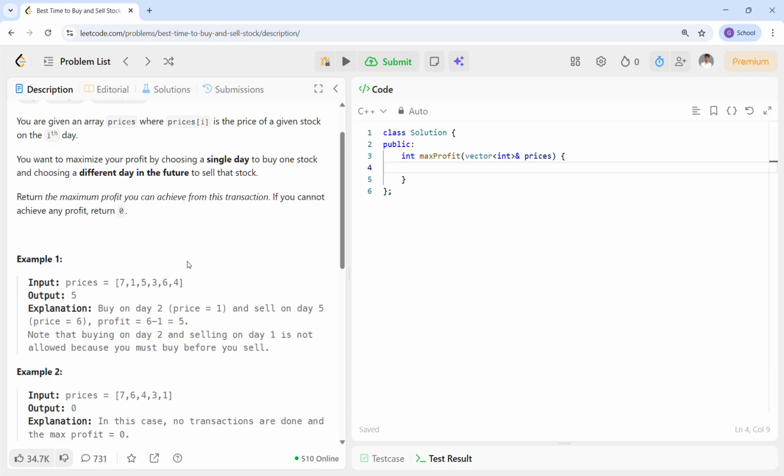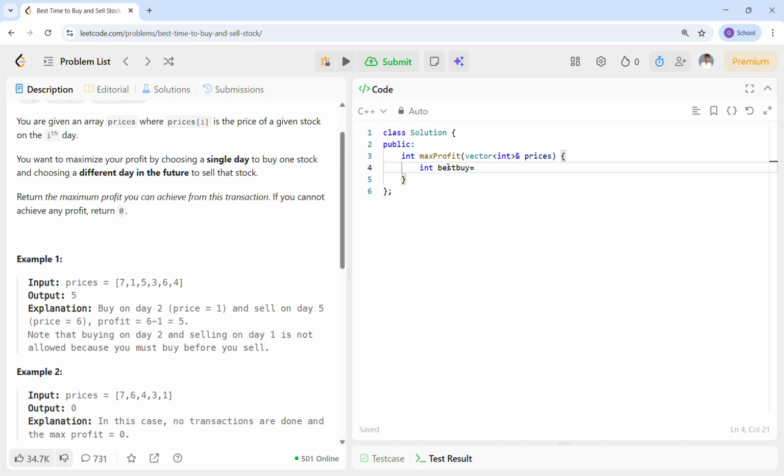So how could we do this problem? If we think of comparing each element, like 7 with 1, 7 with 5, then each element, that would be a very brute force approach. Now what we could do is think of every day as a selling day and see if we could maximize the profit, and take a day that could best fit to buy. So we take a best buy.